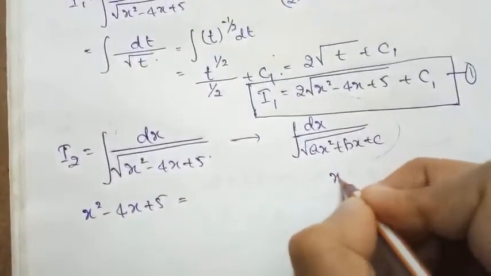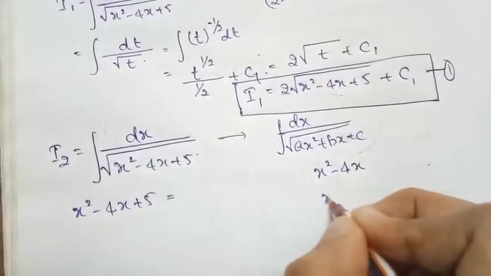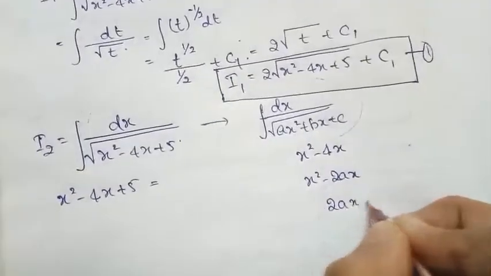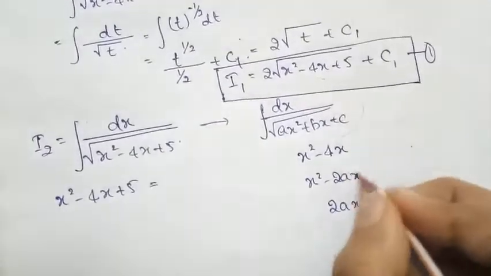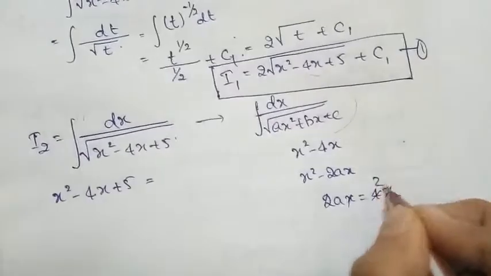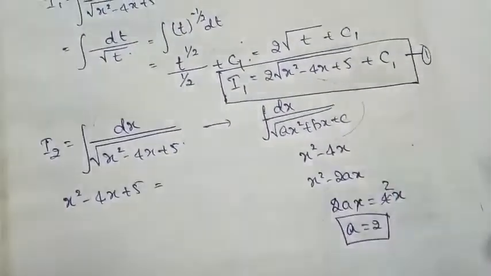So it is in the form like x square minus 4x, so it is like x square minus 2ax. I am equating 2ax equal to 4x so that I should get the value of a here. So x cancels, 2 ones are 2, 2 twos are 4. So what is the value of a here? It is 2. So a square becomes 4.